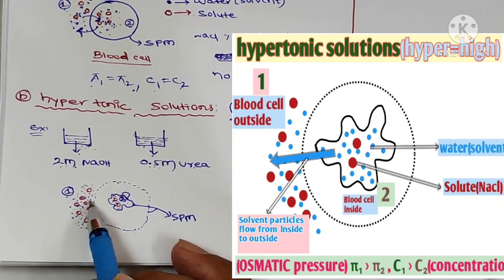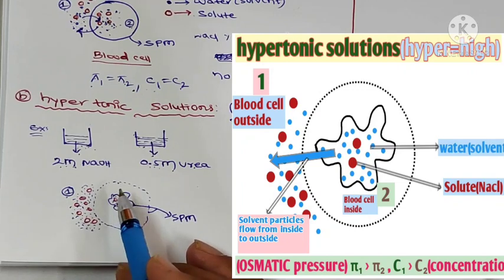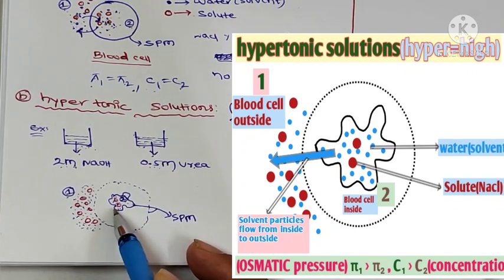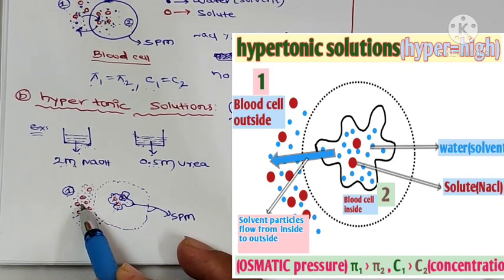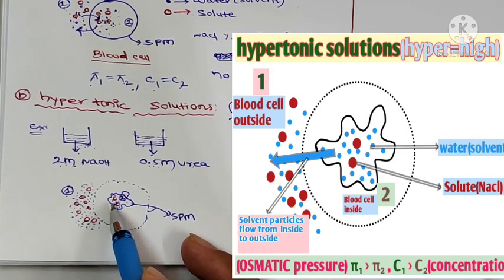So here the osmosis will occur. The flow of solvent particles through a semi-permeable membrane from lower concentration area to higher concentration area is called osmosis.